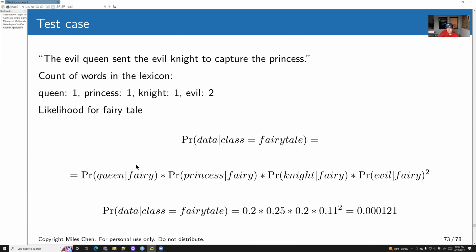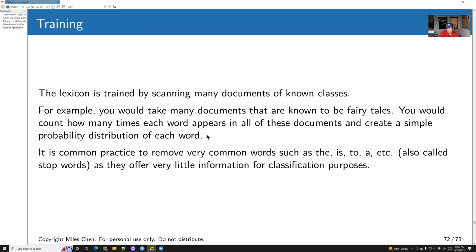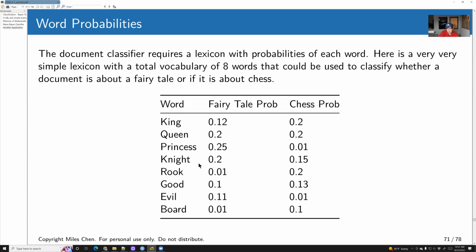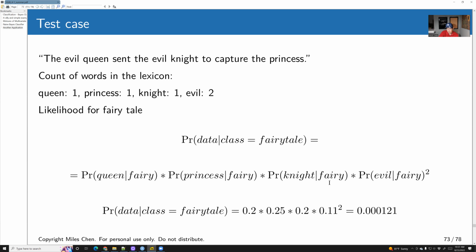What's the probability of getting queen if it's about a fairy tale? Queen for fairy tale is 20%. What about princess if it's a fairy tale? Princess for fairy tale is 25%. Knight for fairy tale is 20%, and the word evil for a fairy tale is 11%. So we take this product, 0.2 times 0.25 times 0.2, and then evil showed up twice, so we raise it to the second power, 0.11 squared. We get 0.000121. This is our likelihood here.